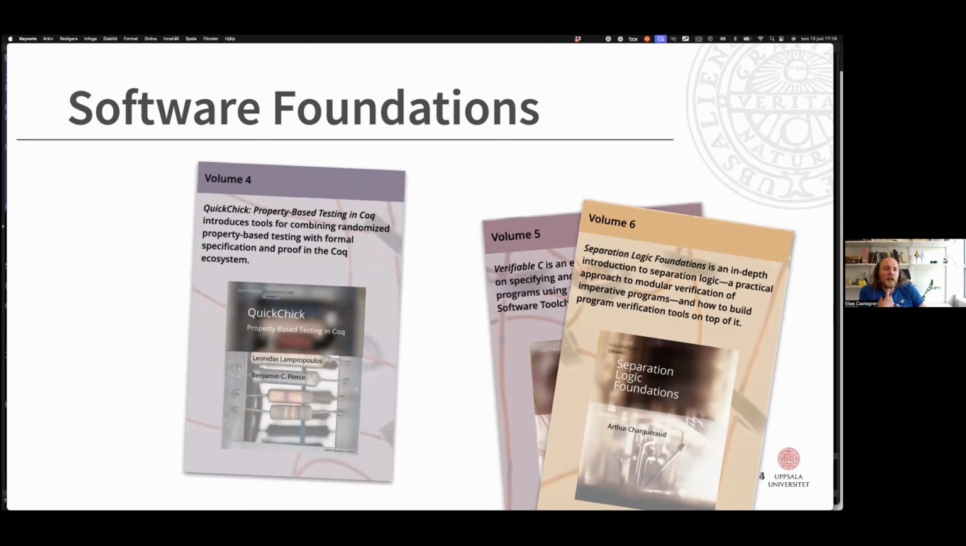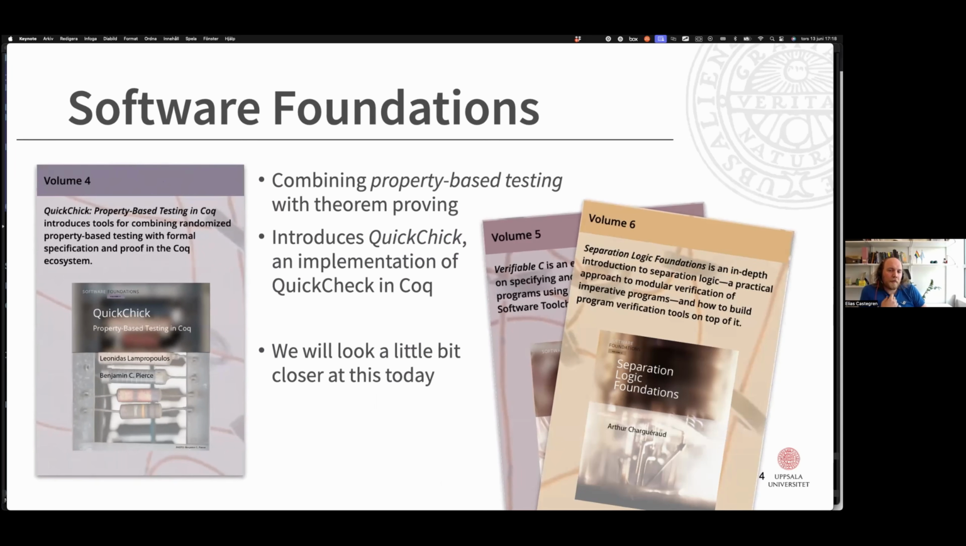The next volume talks about property-based testing, which is a general thing that exists for many languages, but it talks about the intersection of property-based testing and theorem proving. It's based on a library called QuickChick that was originally for Haskell, I believe, but here it's called QuickChick because of the Coq meaning rooster and so on. So QuickChick is an implementation of QuickCheck, but for Coq. I won't talk a lot about it right now because we will actually look a little bit closer at this today, because I think it's an interesting topic.